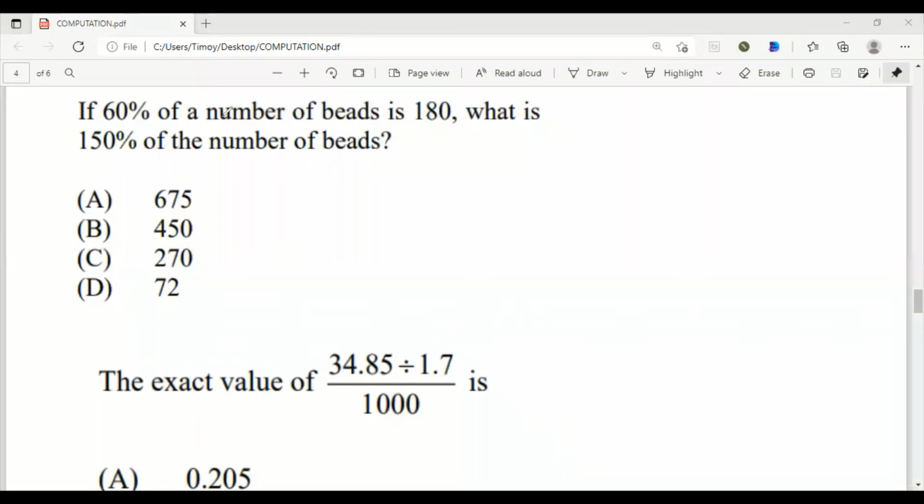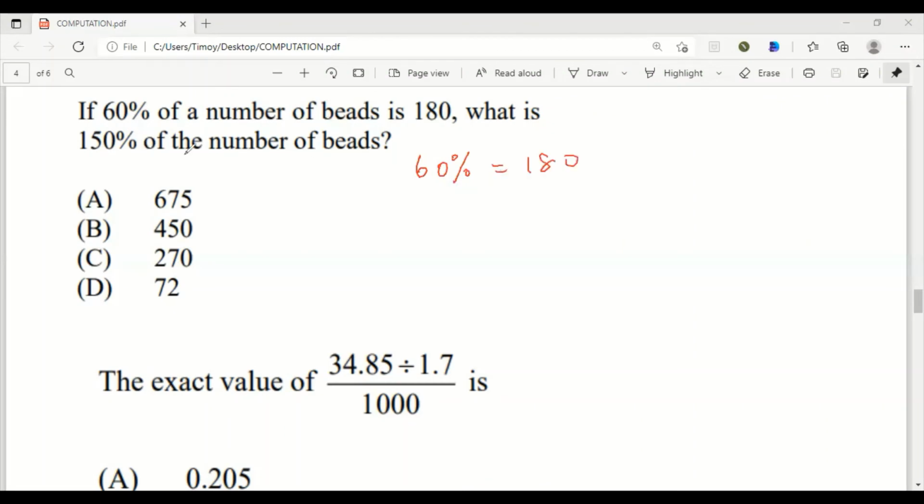If 60% of a number of beans is 180, what is 150% of the number of beans? Let's break down this question. Simple. If 60% of a number of beans is 180, what is this saying? This is simply saying that 60% is equal to 180. That's what that means.